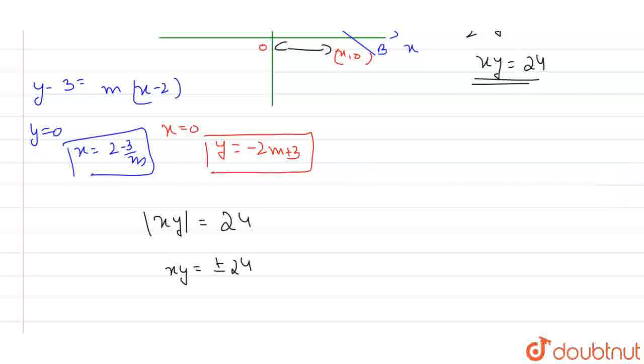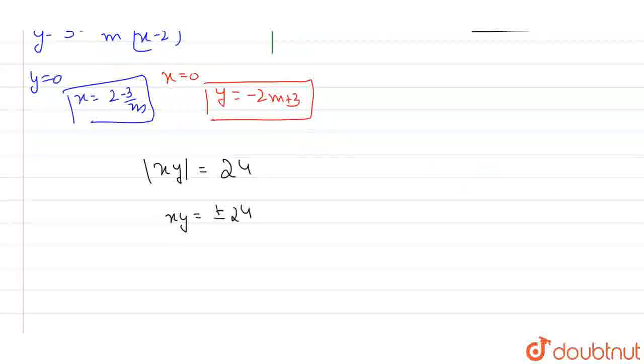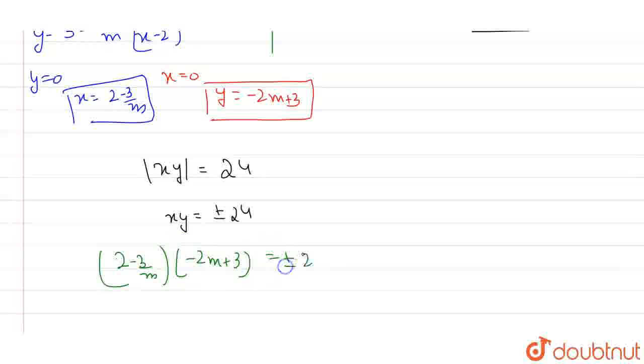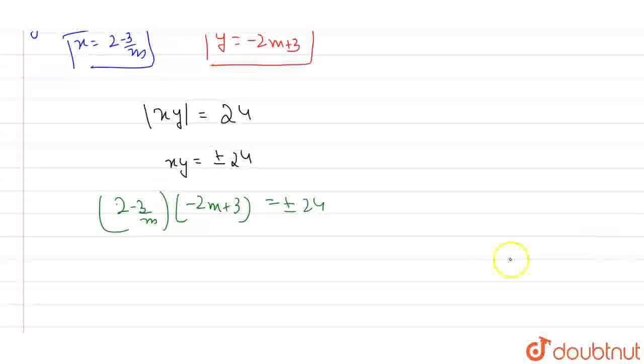We just find out the value where m is our slope of the line. So basically if I put the value here, (2 minus 3 by m) with the product of (minus 2m plus 3) is what? Plus minus of 24. So I again simplify this equation more. I'll get minus 4m plus 6 minus 9 by m equals plus minus 24, right?